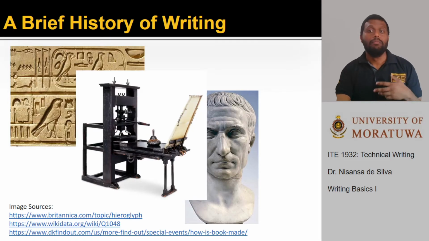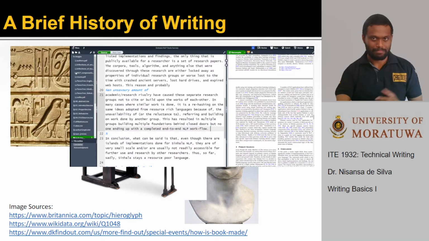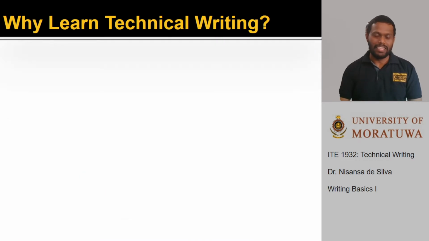Writing used to be accessible only to the learned and the rich until the invention of Gutenberg's press. This made it more accessible to the masses. And today, we can write with our collaborators online across oceans and nations, a great leap from the days of chiseling words on rocks. Now let's see why we need technical writing.